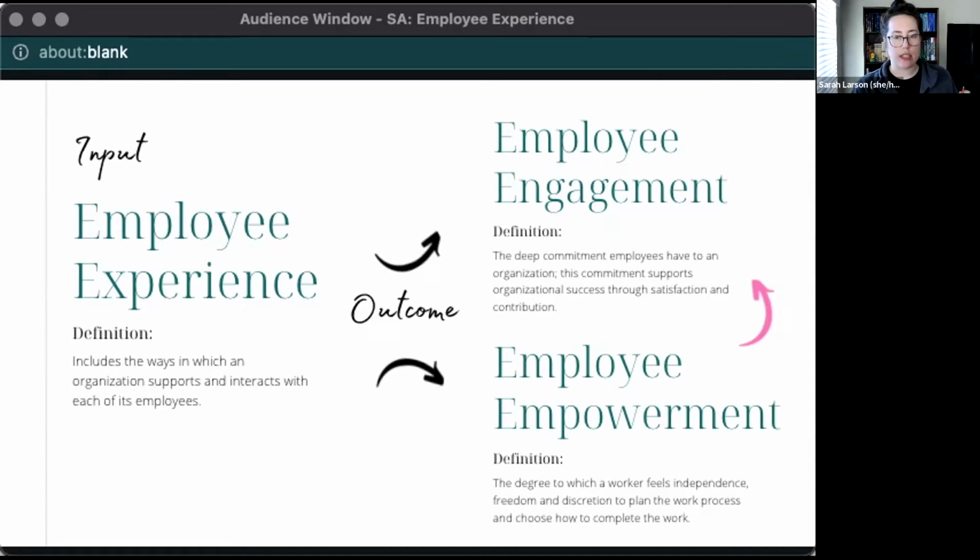So as we look at this slide here, you're probably thinking, okay, if employee experience has an outcome of employee empowerment and employee engagement, what could be the difference between employee experience and employee engagement? So employee experience, as I've said, is that day-to-day. Think about it as all of the inputs that go in, and then employee engagement is what comes out, presuming it's a positive experience.